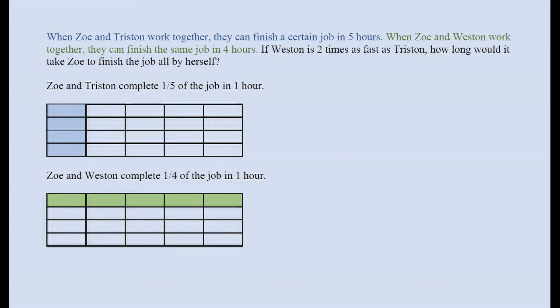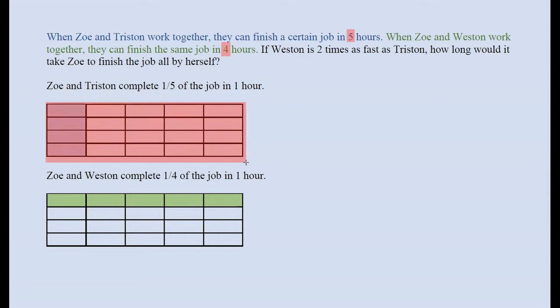When Zoe and Triston work together, they can finish a certain job in 5 hours. I'm going to use that blue sentence to find out how much work Zoe and Triston can complete in 1 hour, and to draw the first picture. Basically, I start with a 5 by 4 rectangle. That represents the entire task. If Zoe and Triston take 5 hours to do the whole job, they will be able to do one-fifth of the job in 1 hour. That's why I shaded 1/5.